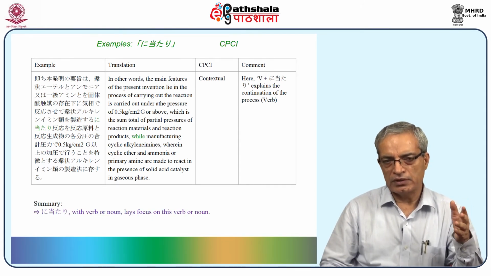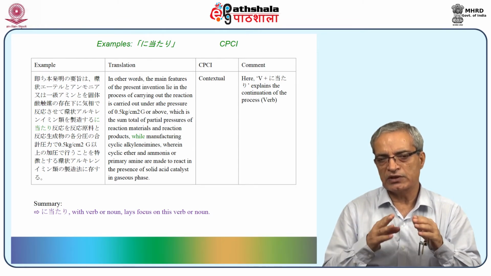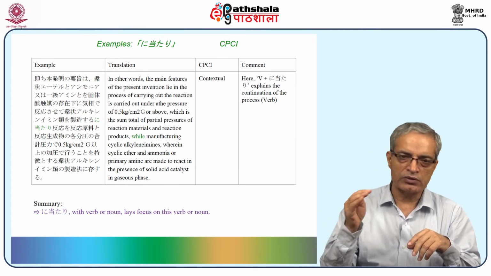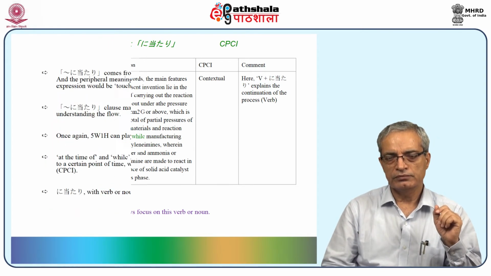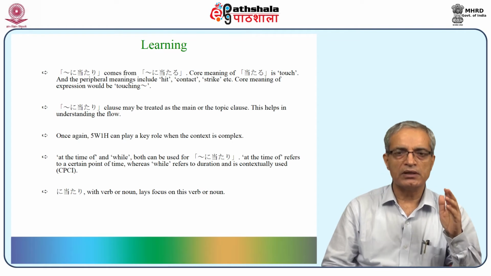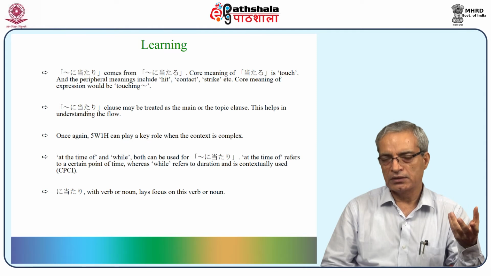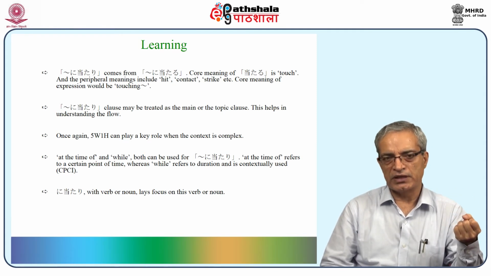So if we sum up what we have seen in these particular examples, when ni atari comes with a verb or a noun, the focus for ni atari goes on to that particular noun or the verb which is preceded here. Fine, that's all about what we want to talk about ni atari here, but let me sum up the learning. Ni atari comes from ni ataru, that's the main verb, and ni atari, as I often talk in my translation classes, is the masu base of the verb ni ataru.